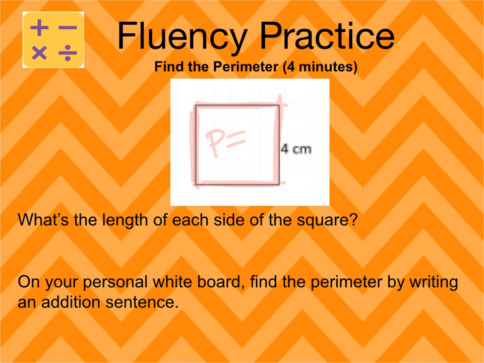Alright, boys and girls, to solve this problem, I would do 4 plus, I'm going to get a different color, 4 plus 4 plus 4 would be the same as 4 times 4 equals 16, so I know that my perimeter is equal to 16 centimeters.